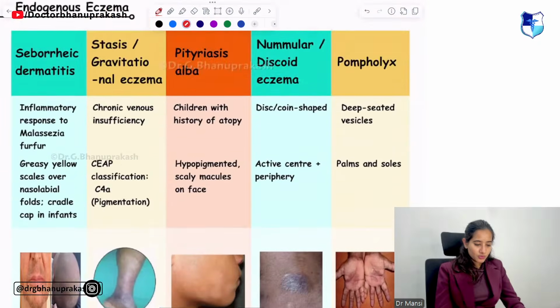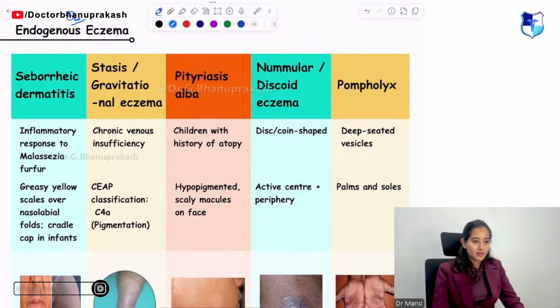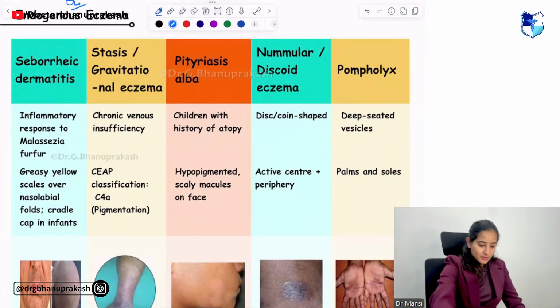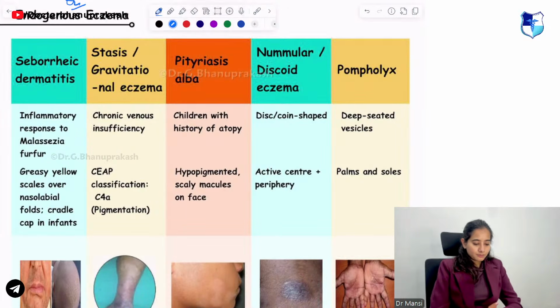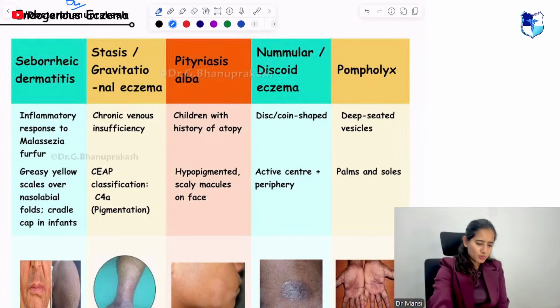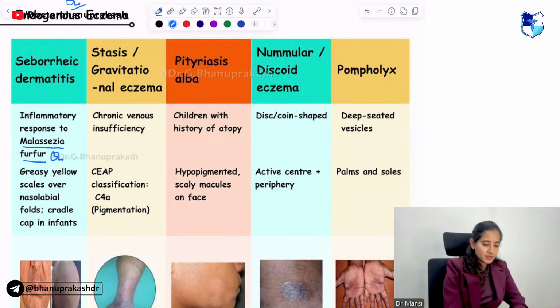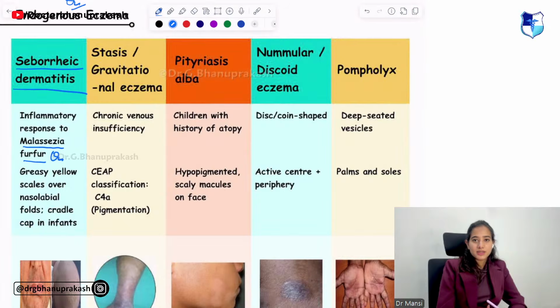Then we move to the next kind of eczema, endogenous eczema. Endogenous: seborrheic dermatitis. Probably you might have had seborrheic dermatitis. Many people get it. This is an inflammatory response to Malassezia furfur infection, and it is present in the seborrheic areas of the body, which is why it is called seborrheic dermatitis. Over the scalp, you can see the cradle cap.